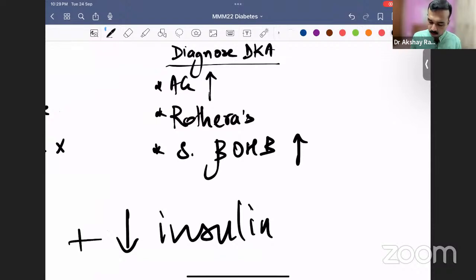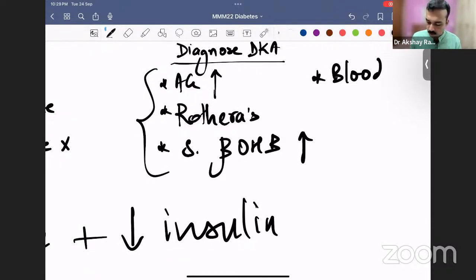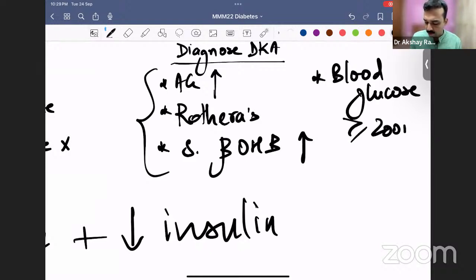This is with, I told you, blood glucose levels. This will confirm the ketoacidosis part. Then the blood glucose level should be at least 200 milligram per deciliter.